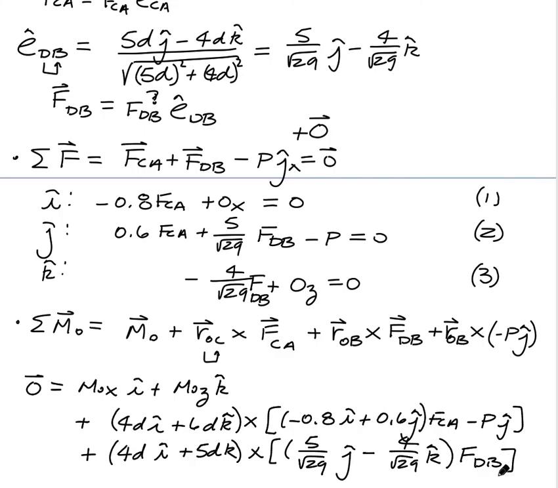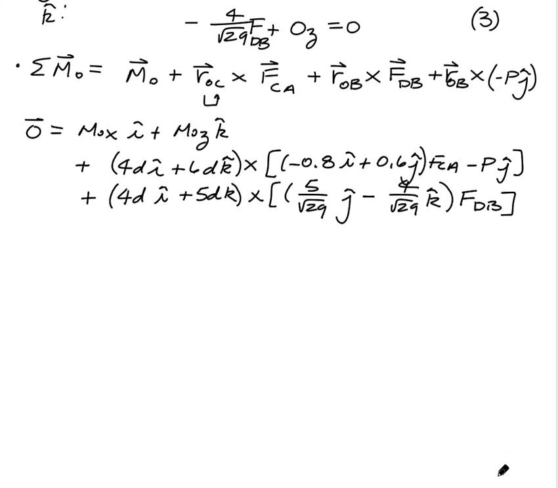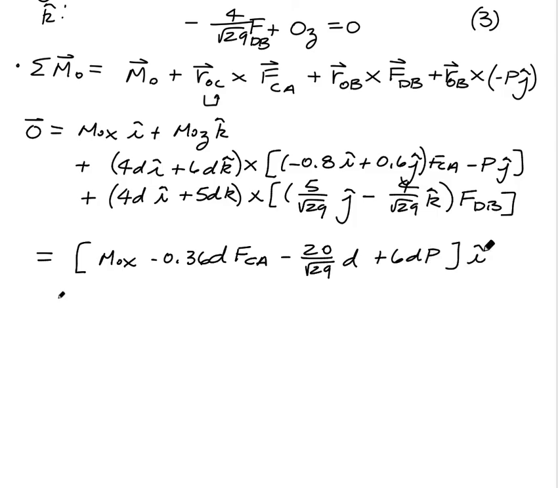So I've got a little bit of work in front of me here. What I will do is those two R cross F's, group together the terms, and what I get for the I components, I get MOX minus 0.36 D FCA minus 20 over square root of 29 D plus 6 D B. And that's all I components.